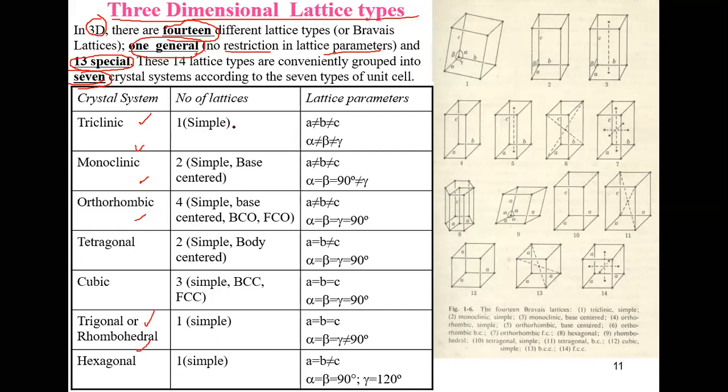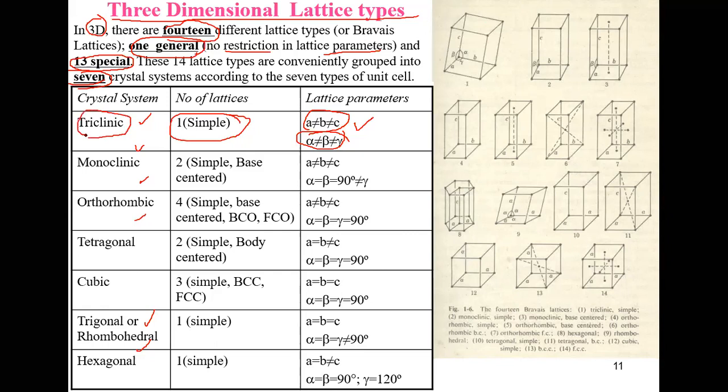Triclinic is the general one, and there is only one space lattice. The relationship between the primitives and interfacial angles is: A is not equal to B is not equal to C, so you should remember that. And alpha is not equal to beta is not equal to gamma, and none is equal to 90 degrees. Nothing is 90 degrees. So this is the first space lattice and first crystal system.